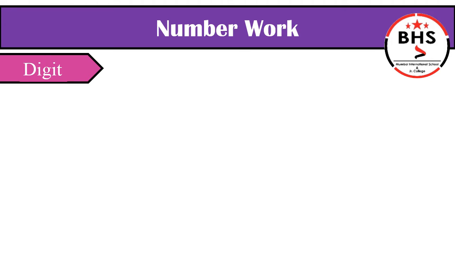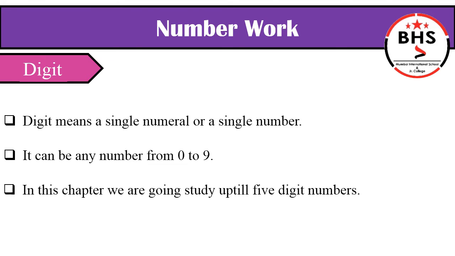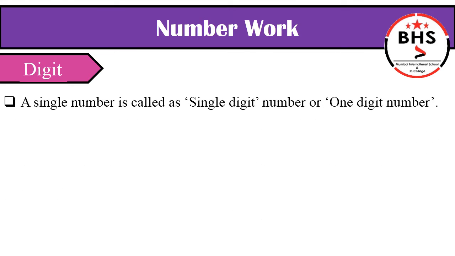Digit. Children, what is digit? Digit means a single numeral or a single number. It can be any number from 0 to 9. In this chapter, we are going to study up till 5-digit numbers. A single number is called a single digit number or 1-digit number.